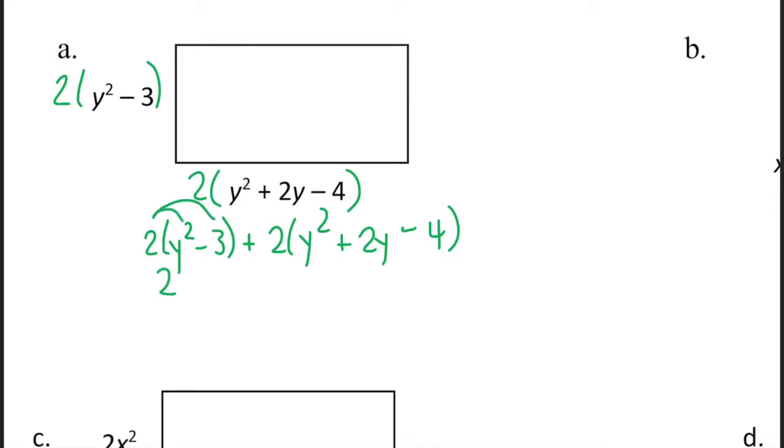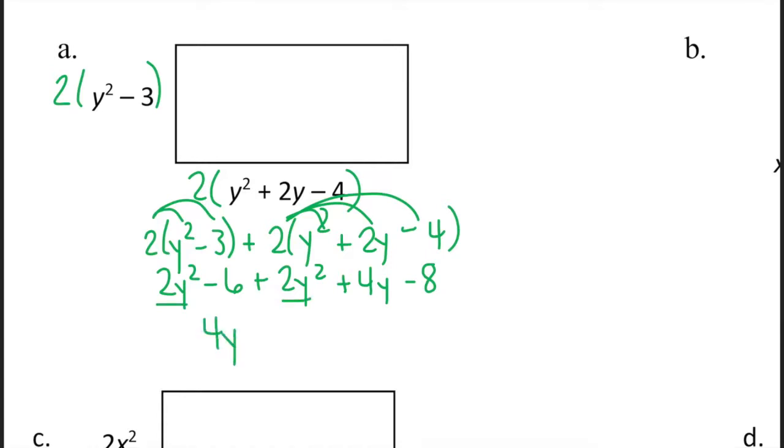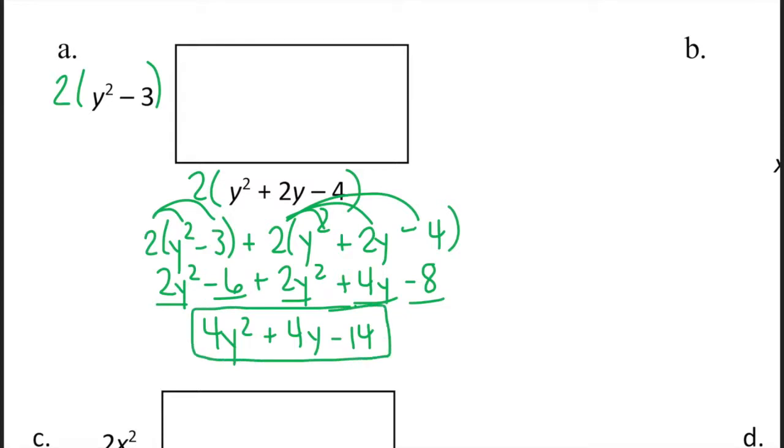Distributive property, 2y squared minus 6. Distributive property here, 2y squared plus 4y minus 8. Combine your like terms, 2y squared and 2y squared is 4y squared. I have one y term right here, and negative 6 minus 8 is negative 14. This is your perimeter for here.